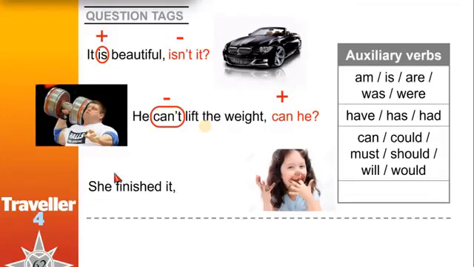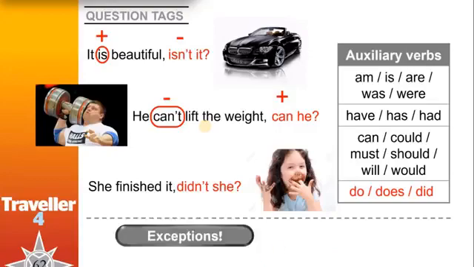Now look at the final example. She finished it. She finished the cake. How do you complete with a question tag? Do you see any auxiliary verb? I don't see one. What do we do? If you see no auxiliary verb, then you must use do, does, or did. Okay, which one will we use here? Finished in the past. Use did. Finished is affirmative. She finished it, so we need it negative. Didn't she?